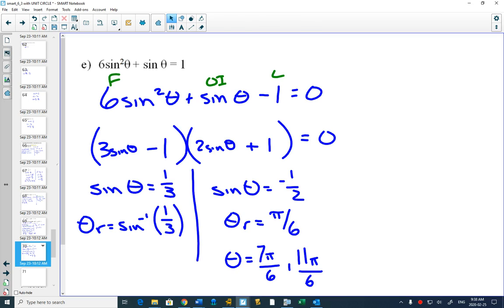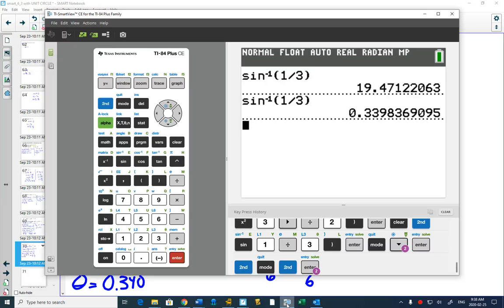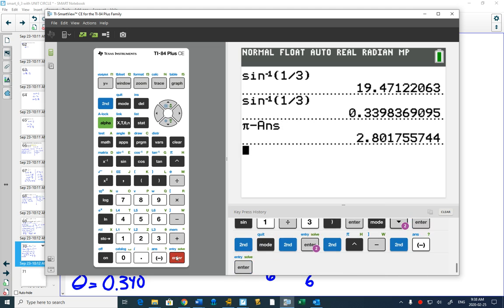0.3398 to 3 decimal places would be 0.340. We should practice using approximation signs whenever we round. So then theta will be in quadrant 1, 0.340, and in quadrant 2, if I'm thinking about quadrant 2, in degrees I would do 180 minus my reference angle. So in radians I would do pi minus my reference angle. 2.802.